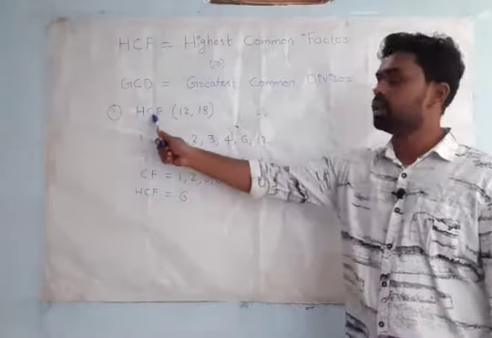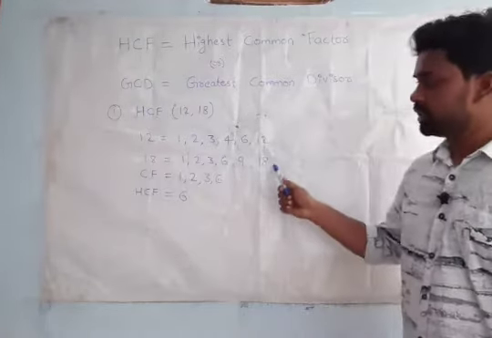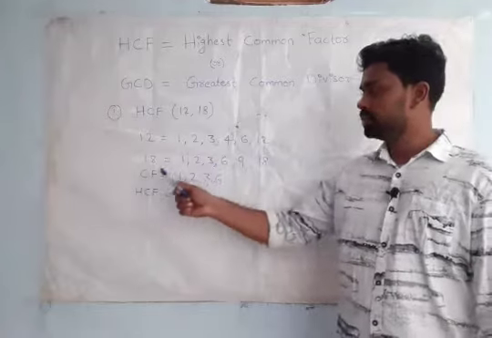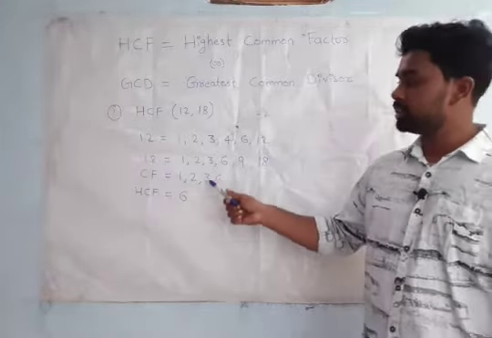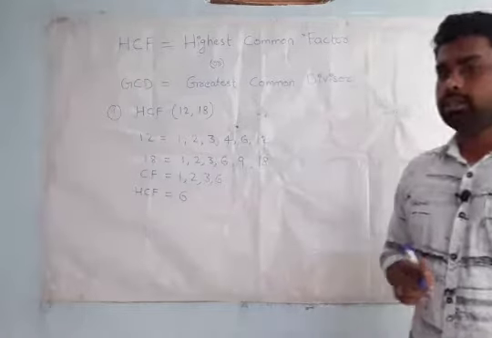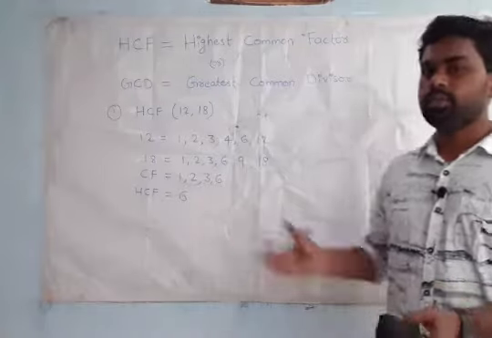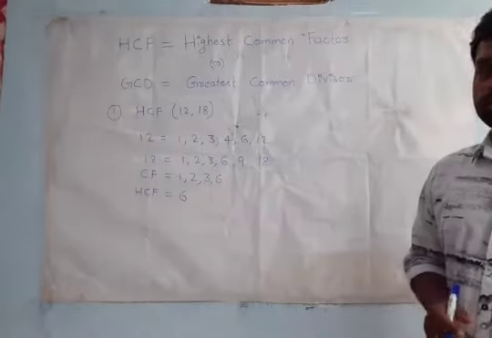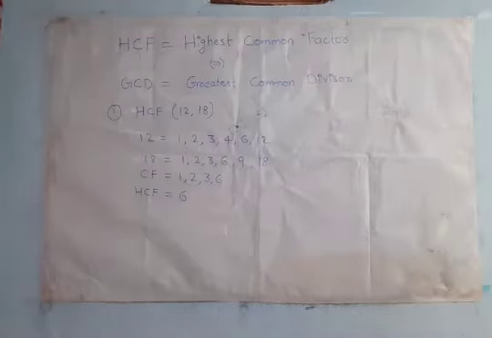This is the actual meaning of HCF, highest common factor. So first of all, we have to write the factors for the given numbers. After writing the factors, we have to find out the common factors. And from these common factors, we have to pick one highest factor, that is called highest common factor. This is the meaning of HCF. Understood? So I will tell the next one. So first you copy this one.